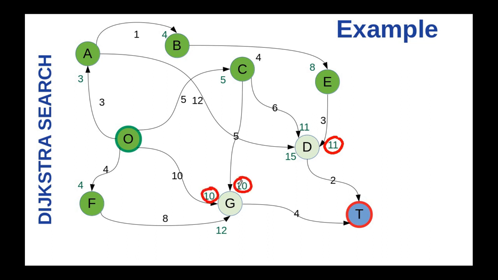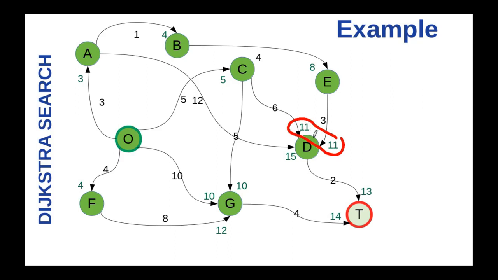of 10. So the next node to be considered is G. It doesn't matter if we go directly from O or by means of C. The total cost is the same. So now we assess the neighbors. As you can see here, we have 14, 11, 15. So the next node, obviously, is here D, because we have an 11.